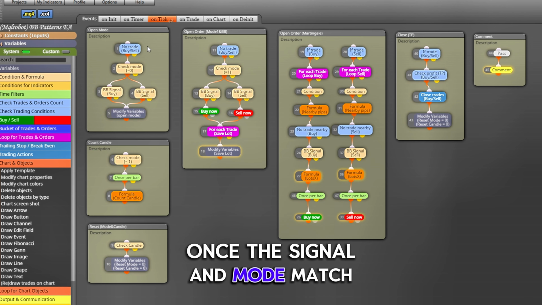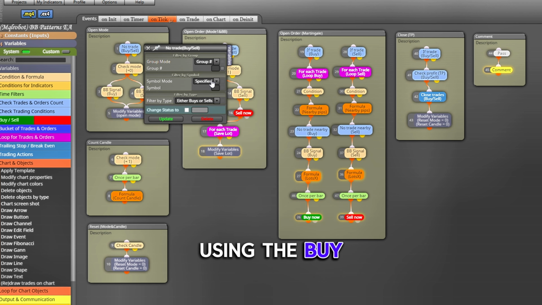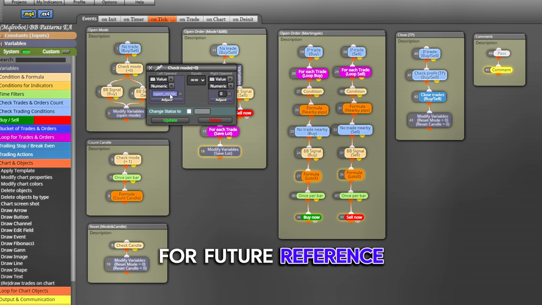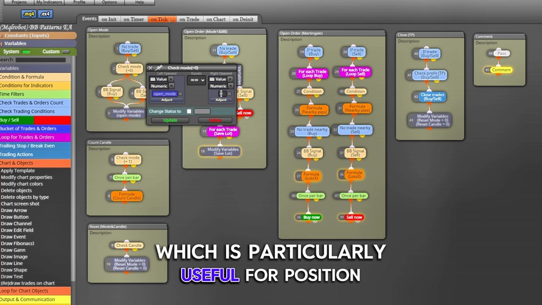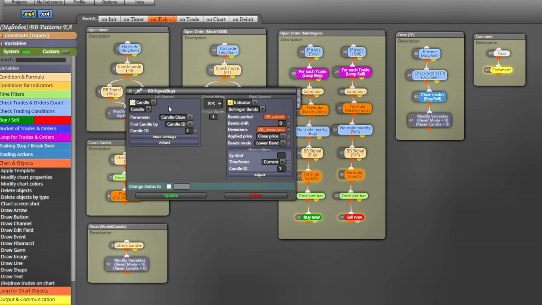Once the signal and mode match, the EA immediately places a market order using the Buy Now or Sell Now block. The trade lot size is also captured and stored in a variable for future reference, which is particularly useful for position sizing in advanced strategies like martingale.